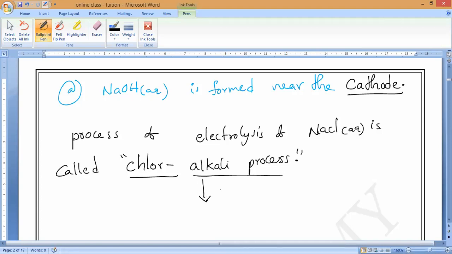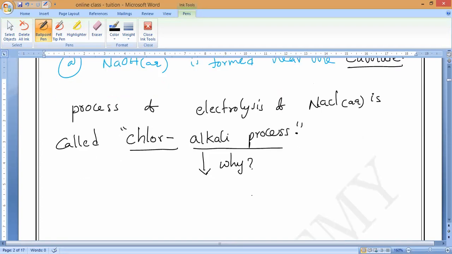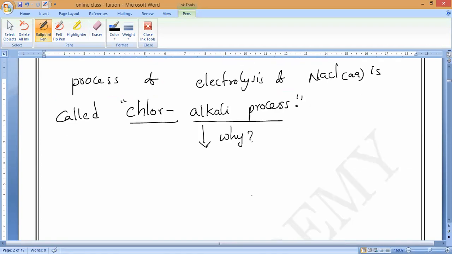Now everybody will ask you why. That is the immediate question they will ask us. Why? Chlor for chlorine and alkali for sodium hydroxide. That is what you have to remember. Why means what?